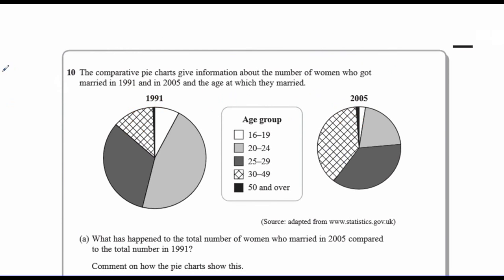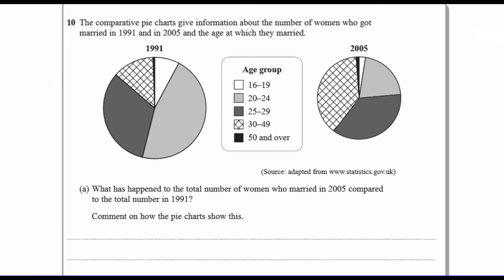Moving on to question 10. We've got some pie charts. Comparative pie charts to be precise. So can you see that in 1991 we've got more data because it's bigger, than in 2005 where it's smaller. Its radius is bigger and hence its area is bigger, so that means that there's more data in 1991.